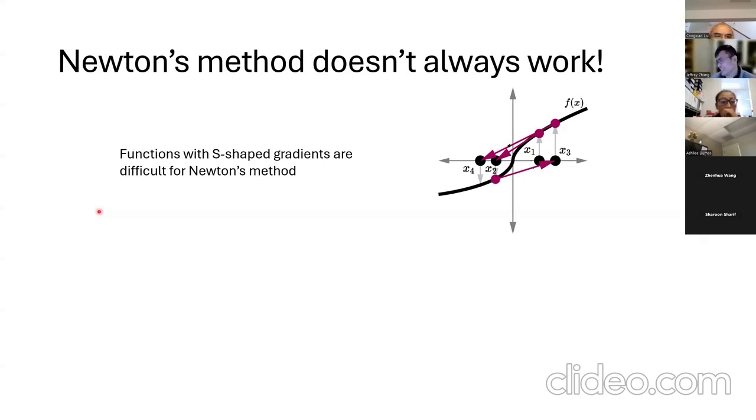Again, it doesn't always work. If you're not close enough to a global minimum, then you can have issues. If you want to construct a lot of examples, just pick pretty much anything with an S-shaped gradient. The picture shown here is Newton's method for root finding, but that's essentially equivalent to using Newton's method for optimization. Anytime you have this S-shaped gradient, if you start too far away from the minimum, then your iterates are actually going to go farther away from the minimum as you go.